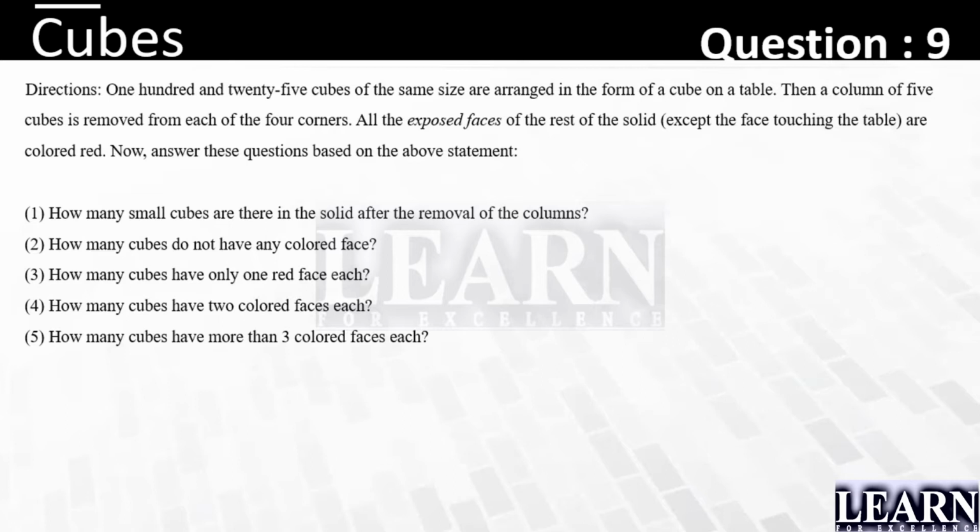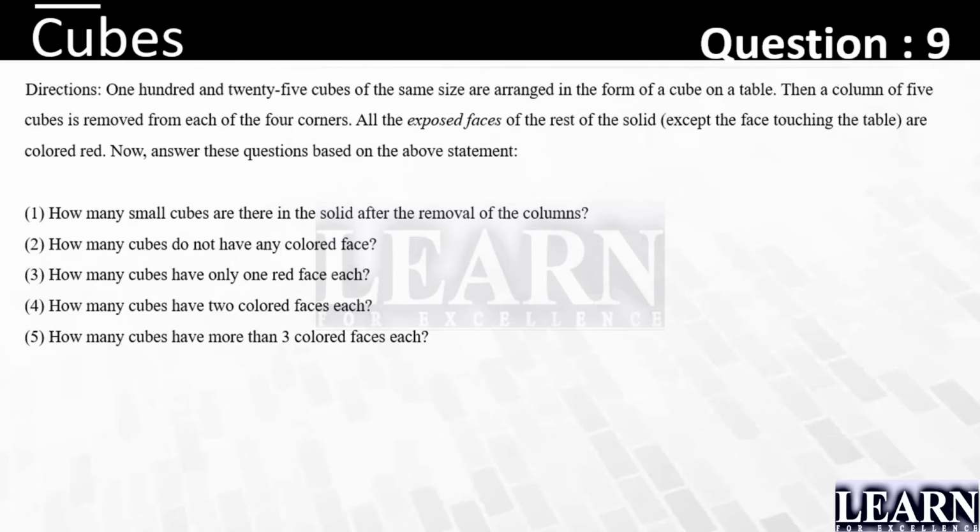First we'll try to analyze the cube here. What they have told is, they have taken a cube of size 5:5:5, that is nothing but 125. And they are going to remove a column of 5 cubes from each of the corners. All the cubes of that particular column have been removed, and after removing that, the modified solid is not actually a cube now. The remaining faces of that solid have been painted red except the one which is touching the table. It means the one which is touching the table is unpainted.